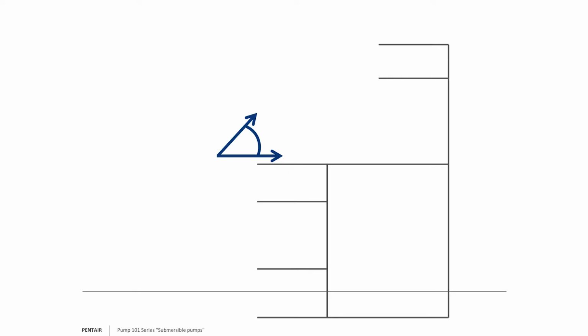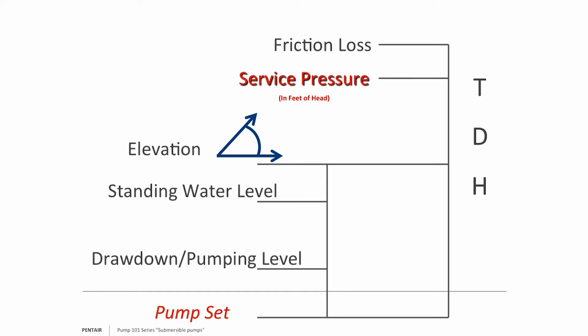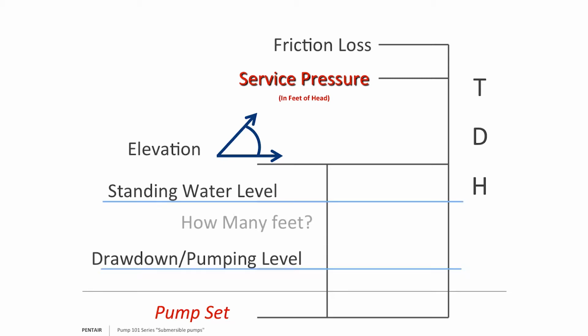So, not to beat a dead horse, but I want to again reiterate, total dynamic head is friction loss in feet of head all the way down to the pump set. It is your service pressure in feet of head, your elevation, your standing water level taken into consideration. More importantly, that drawdown. How far is my water going to drop during pumping? All right? So that is total dynamic head.